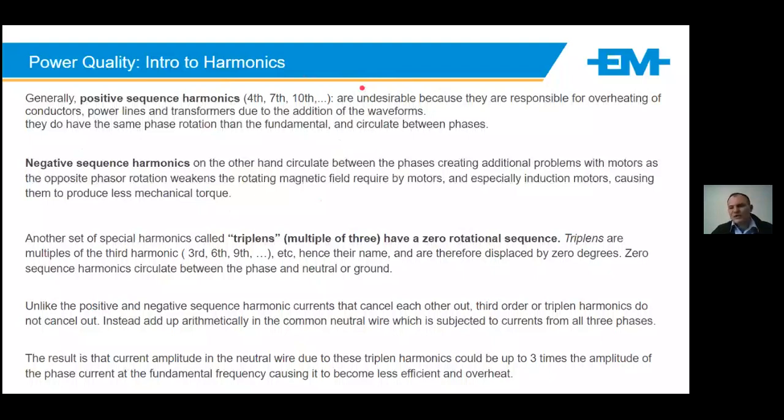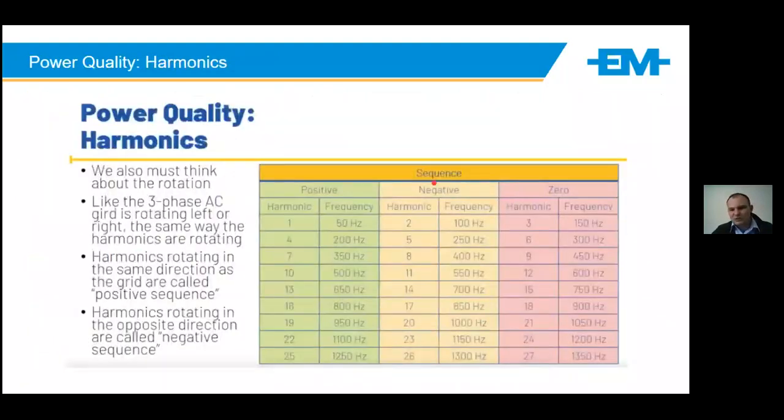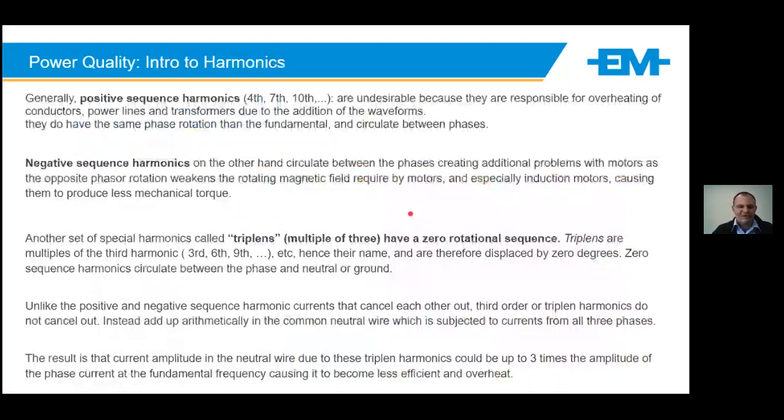To view it, you would need a recorder that can capture this data. Negative sequence harmonics, on the other hand, circulate between the phases, creating additional problems with motors, such as opposite phase rotation, weakening the magnetic field required by the motors, especially induction motors. So these negative sequence ones would be these. We quite often would see 5th and 7th harmonics in our surveys.